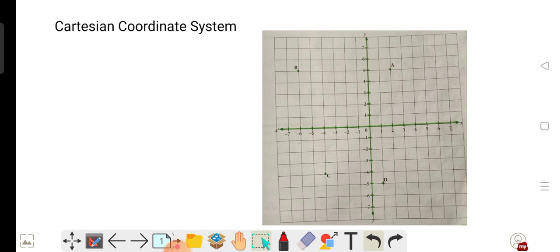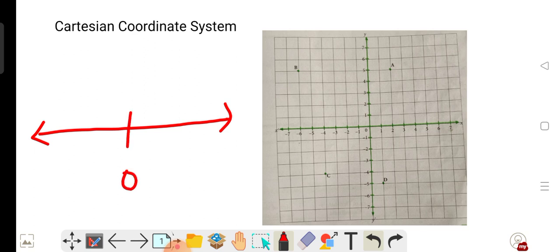Okay. As you know, in your earlier classes you have learned about pointing out a particular number on a number line. As you draw a line and the center of this line is 0, on the left side of this line you write negative numbers and on the right side you write positive numbers.